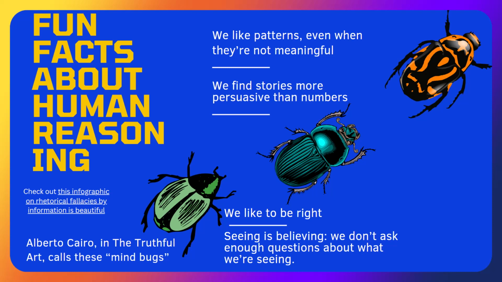We tend to find stories more persuasive and engaging than a bunch of numbers, so data visualizations are very powerful. Humans like to be right, and so if we see something in a data viz that confirms our beliefs, we find it hard to let go. This is called confirmation bias, and it's really insidious because often we're not aware of it.